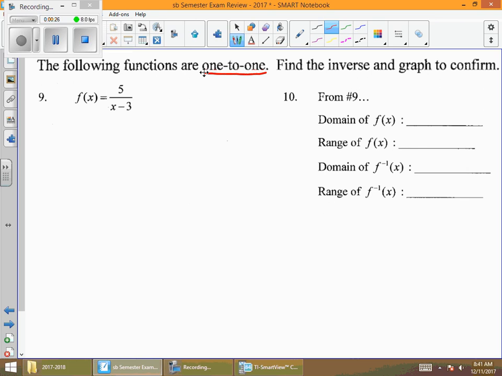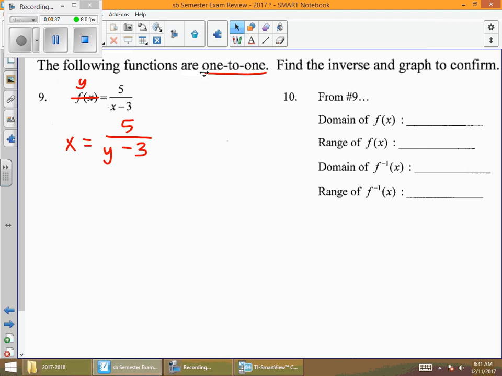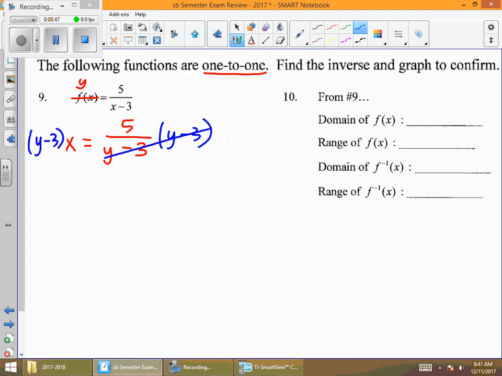So take a look at number 9. When you find the inverse, the first thing you want to do is reverse the x and y coordinates, or variables, rather. So we'd start with this. And then our goal is to solve for the new y value. So in order to do that, we first need to get rid of this denominator. So we're going to multiply both sides by y minus 3.